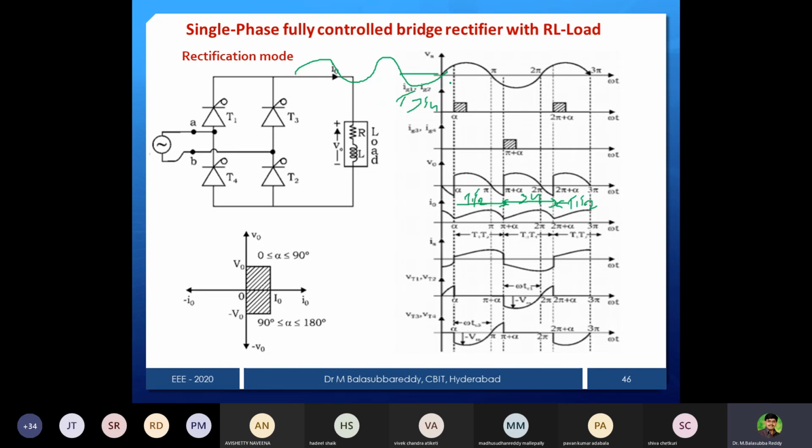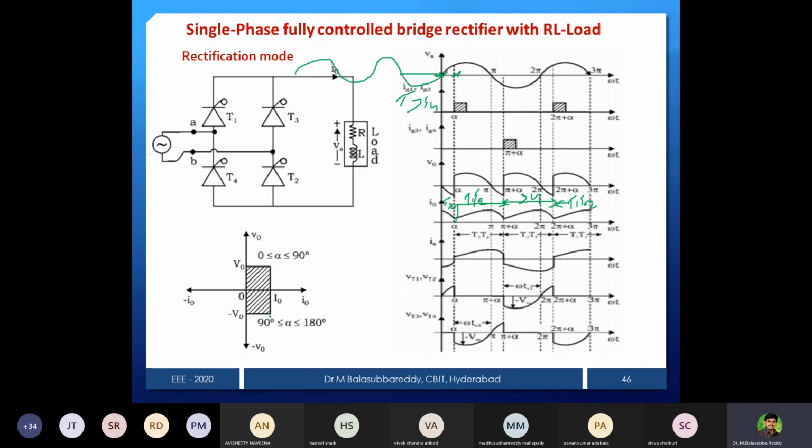How long will it conduct? Up to pi plus alpha, so that means here is alpha. That's the reason the devices 3 and 4 will conduct here. So 3 and 4 is conducting here, that's why I make it 0. But for a resistive load, 3 and 4 will not conduct from 0 to alpha. Both devices are off, that's why we made it the same as the source. Only the thing is, wherever the device is conducting, make it 0.